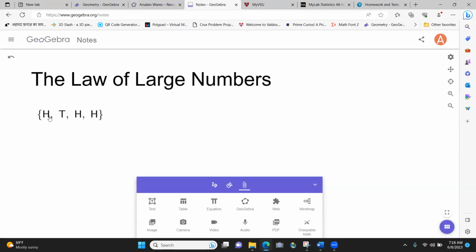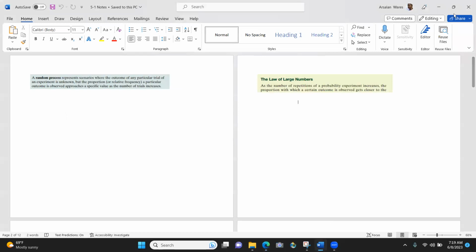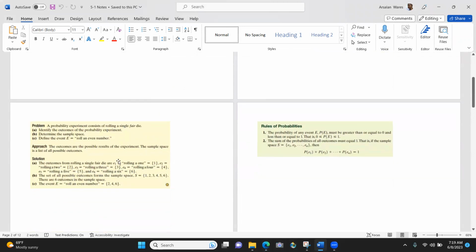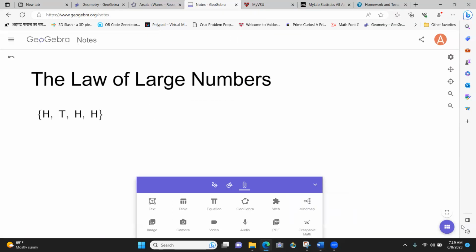If you toss a coin 2,000 times, I can bet you will get head close to 1,000 times and tail close to 1,000 times. It won't be exact. That's what the law of large numbers means. I hope that makes sense, and I'm going to move on to the next one. Now, this will seem like a repetition to you because I've been giving you the same examples, but that's okay.